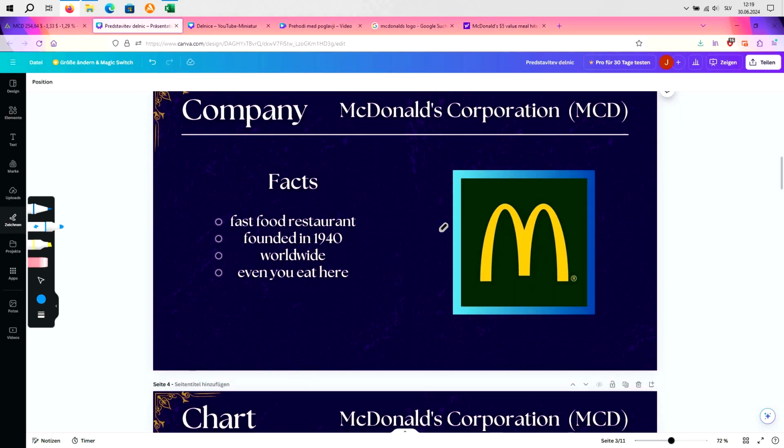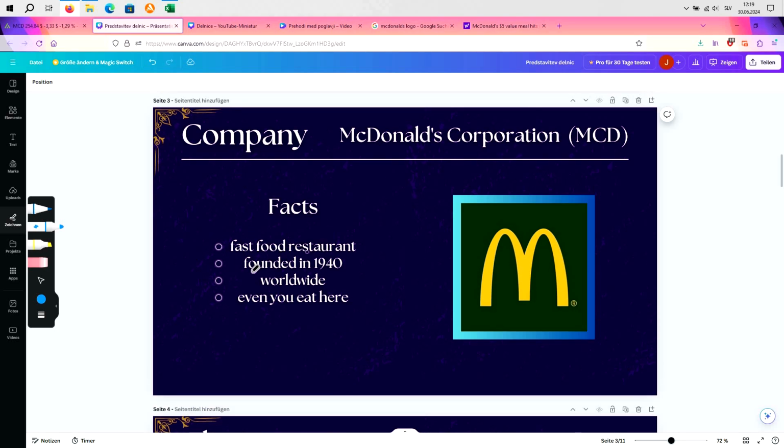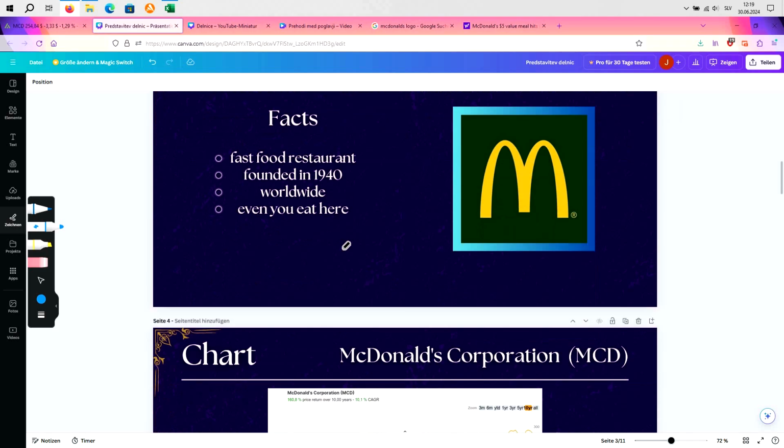Now you already probably know McDonald's. This is a fast food restaurant founded in 1940. It has worldwide recognition and you also probably eat here. So you know what we are going to do.